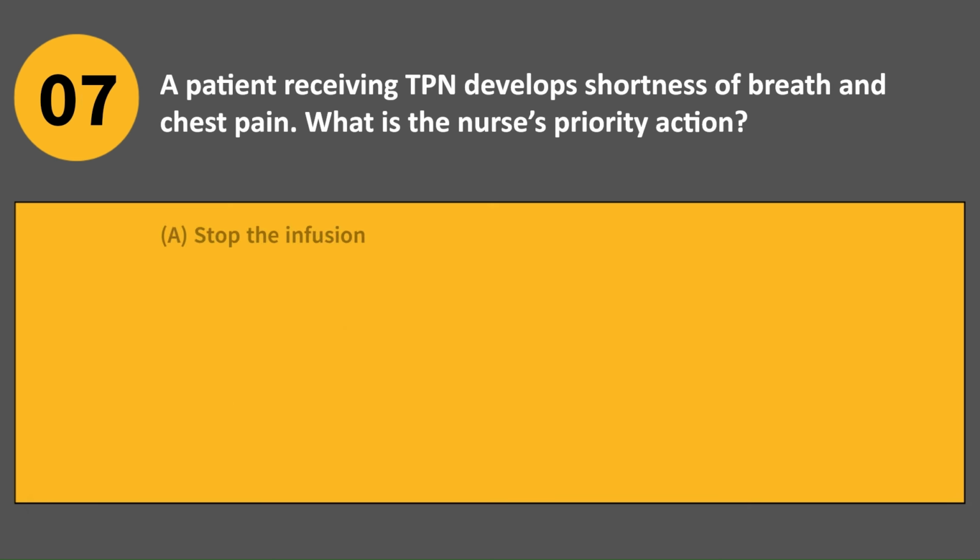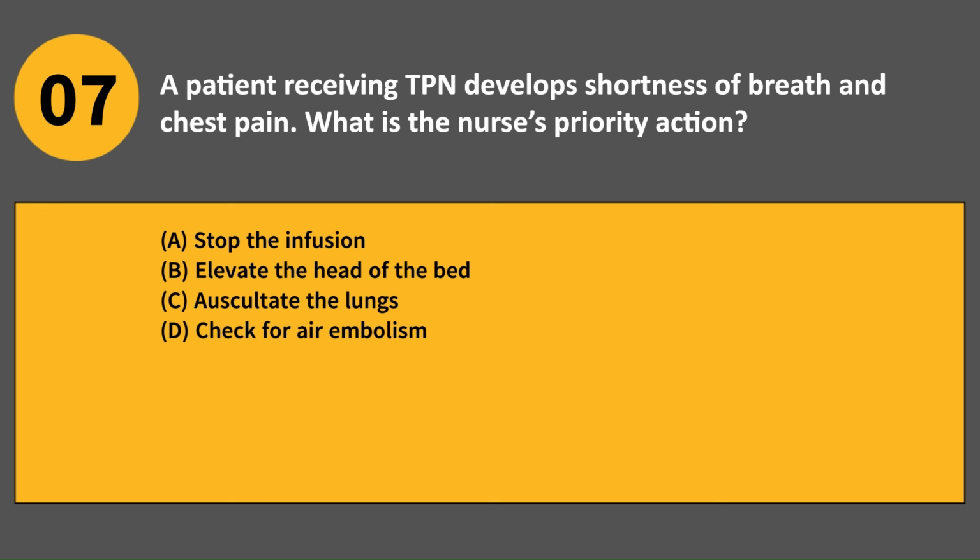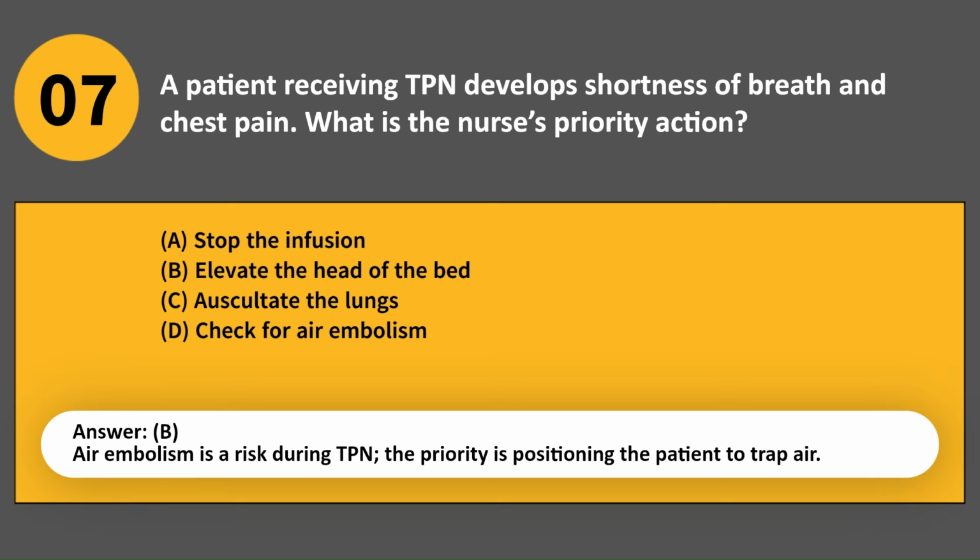A patient receiving TPN develops shortness of breath and chest pain. What is the nurse's priority action? A. Stop the infusion. B. Elevate the head of the bed. C. Auscultate the lungs. D. Check for air embolism. Answer B. Air embolism is a risk during TPN. The priority is positioning the patient to trap air.